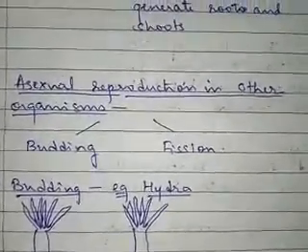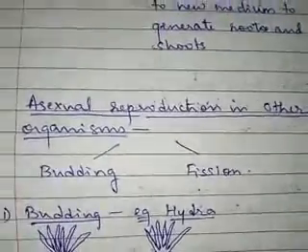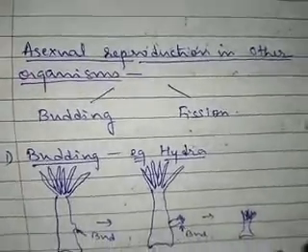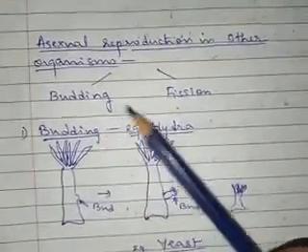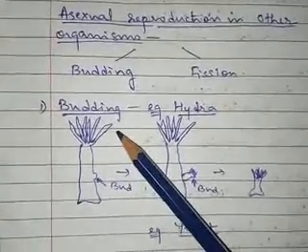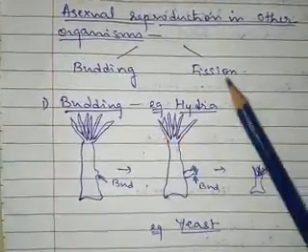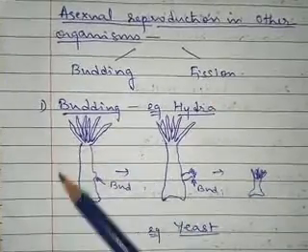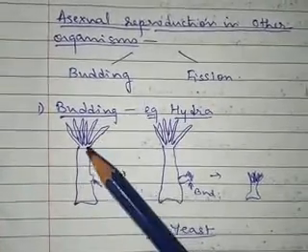Now here we will be studying two different types of reproduction taking place in other organisms, and that is budding and fission. So one by one we will study. The first one is budding. The example is hydra. I have shown the diagram of hydra over here.